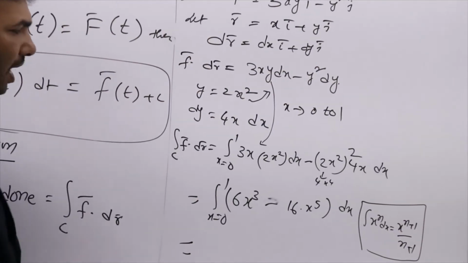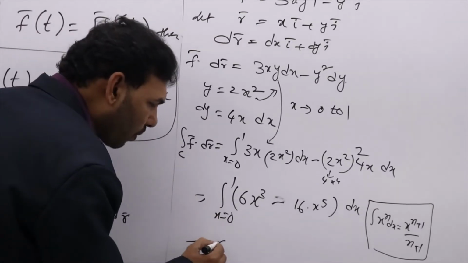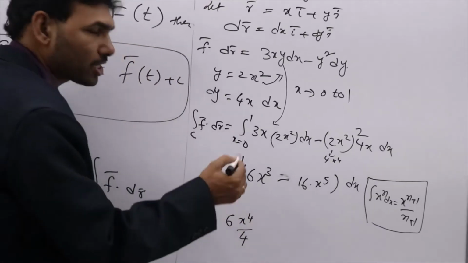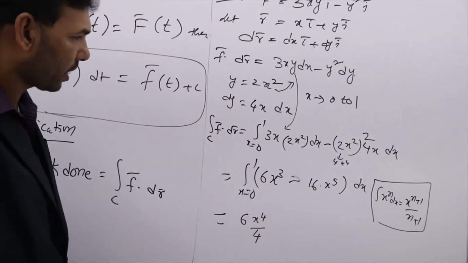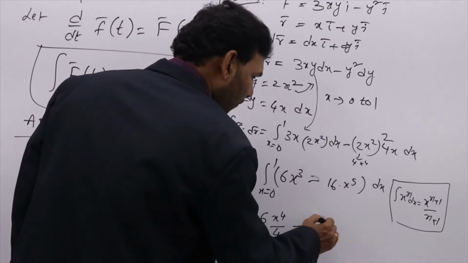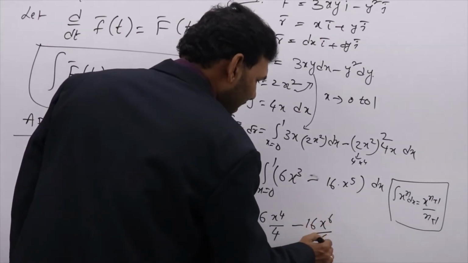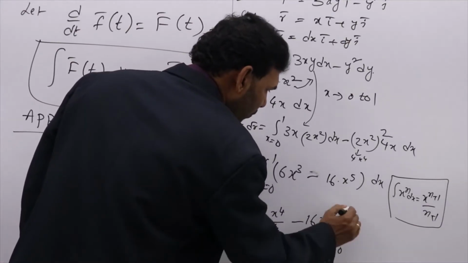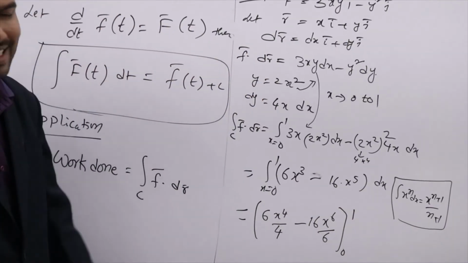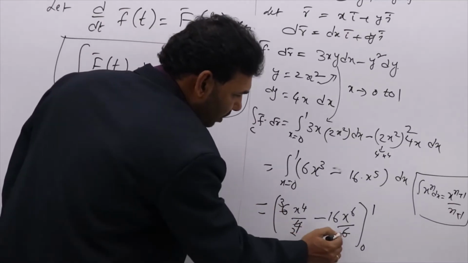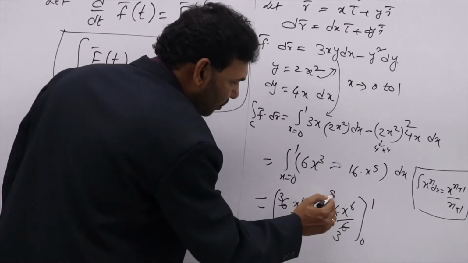Using that formula, integral x cube. What is integral x cube? x power 4 by 4, that is x power 3 plus 1 by 3 plus 1. Coming to here, x power 5. What is integral x power 5? x power 6 by 6. So limits from 0 to 1. If you want, you can cancel: 2 2s are 2, 3s are 2, 3s are 2, 8s are.